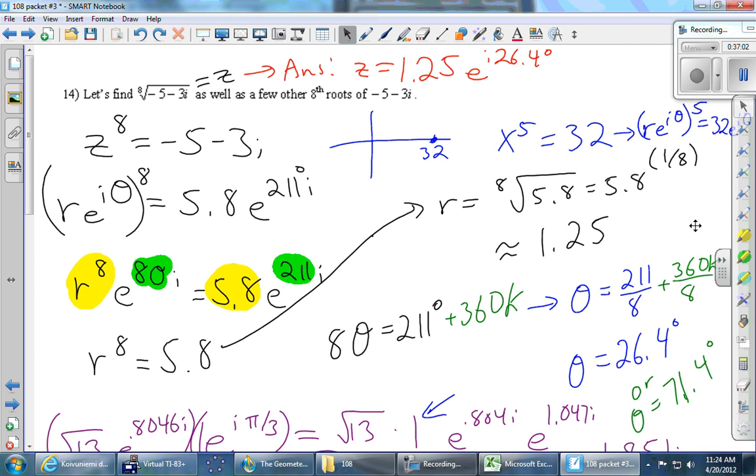Okay. All right. So we're going to end our complex number stuff there. I know it's not super exciting, but it is what it is.